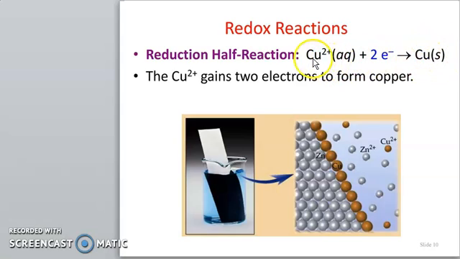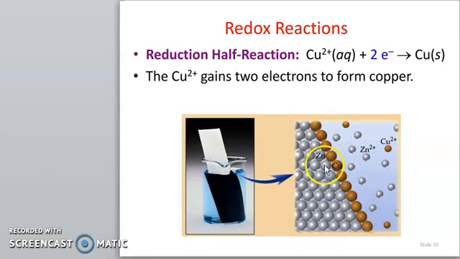When reduction happens, another compound is oxidized, and when any compound undergoes oxidation, then another compound is reduced. So the copper 2+ gains 2 electrons to form copper, the solid atom, and here is the solution of that copper 2+. This is aqueous, meaning liquid.